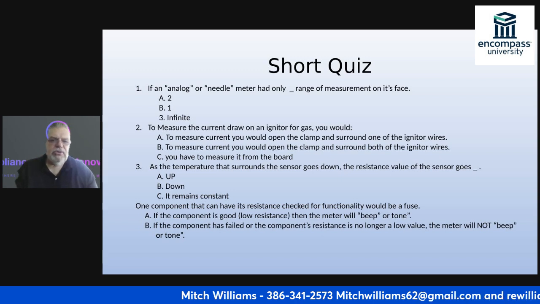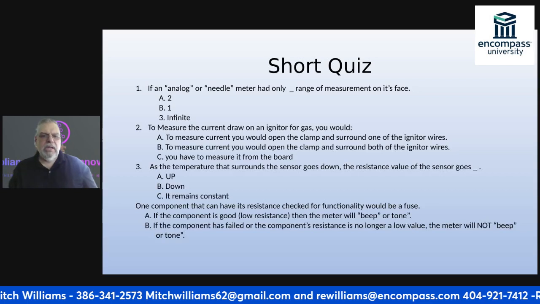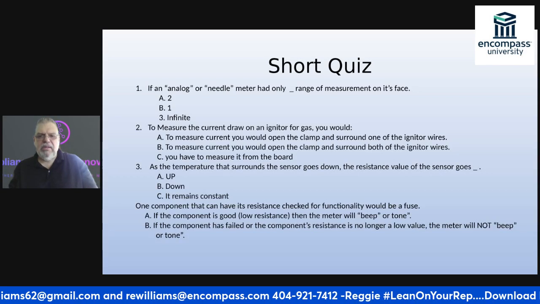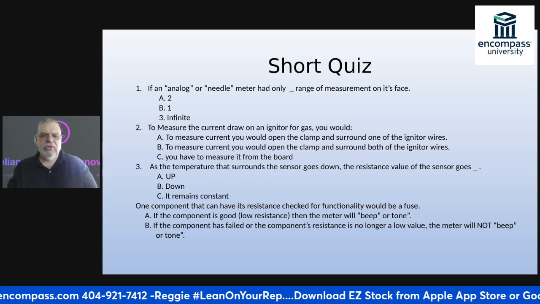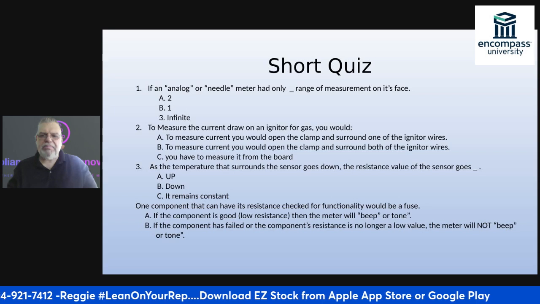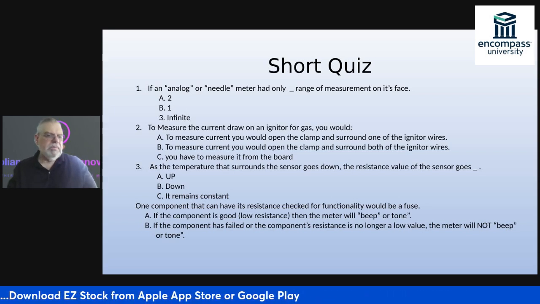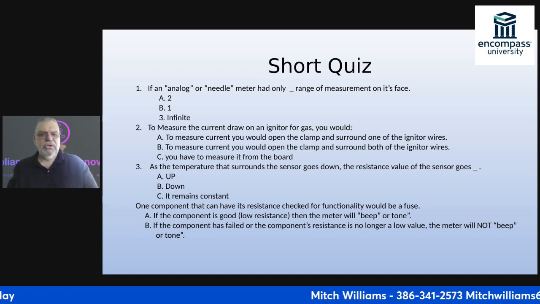To measure the current draw on an oven igniter, you would open the clamp and surround one of the igniter wires. Or you would open the clamp and surround both of the igniter wires. Or you have to measure it from the board. Okay. Which is the answer? Okay. Question 2. What's the answer?